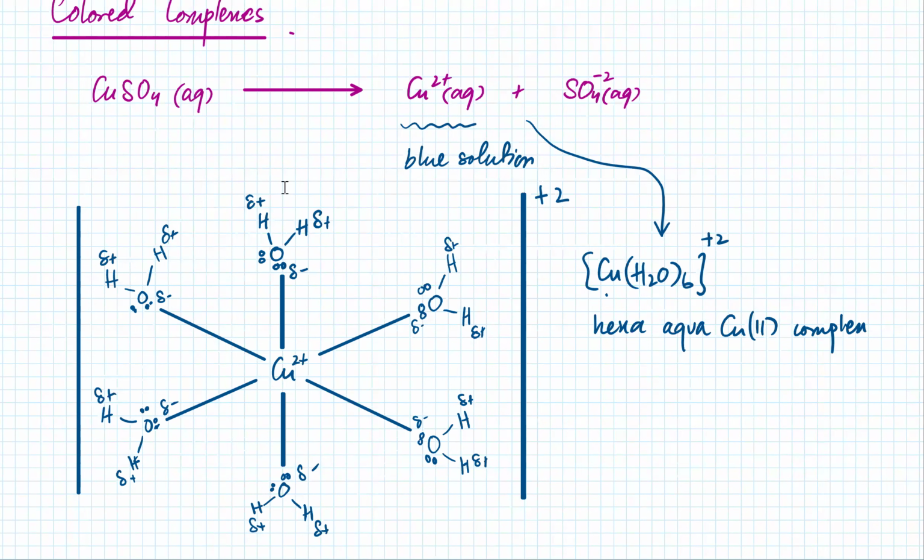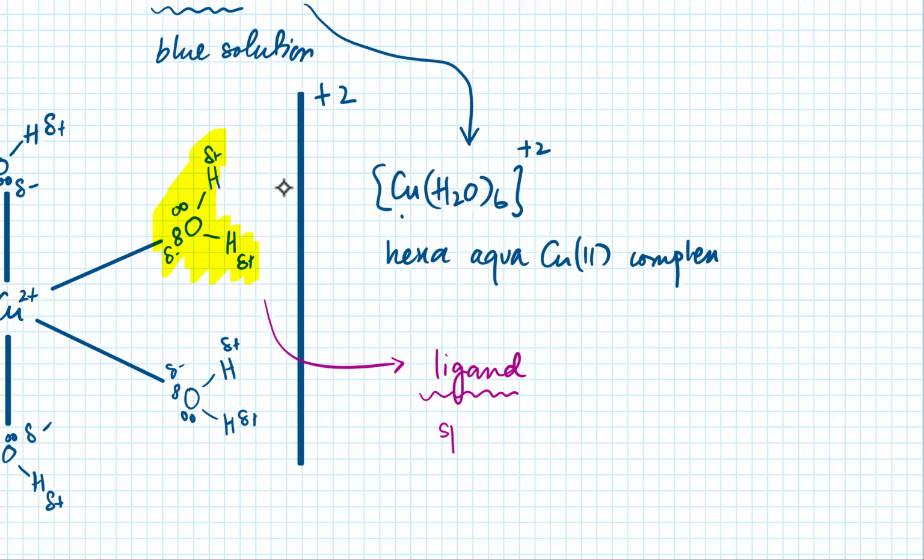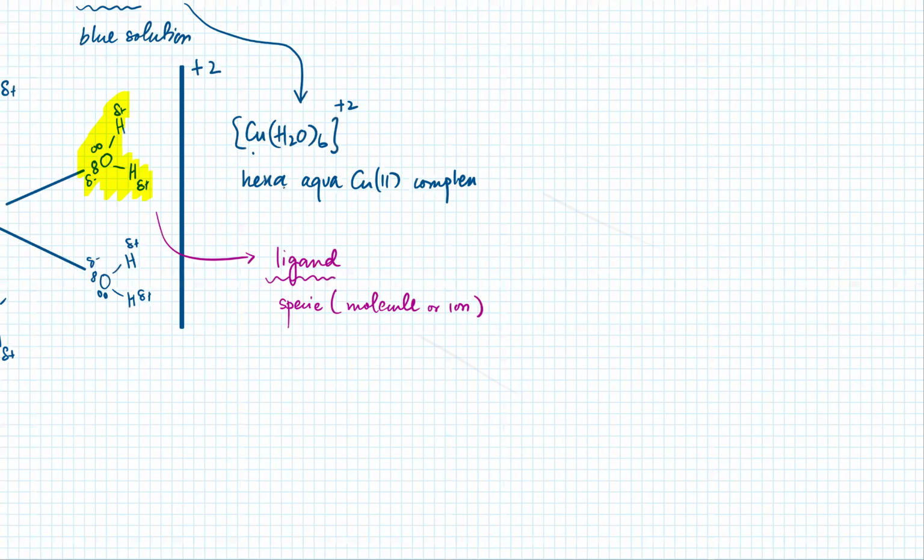Now there are a few names given to this. This whole thing is a complex, and the water molecules specifically are known as your ligands. That's your ligand. Now they're going to ask you about definitions of a ligand. What's a ligand? It's a species that has lone pairs. It could be a molecule or it could be an ion. For example, it could be ammonia as well. So it's anything that's got lone pairs and is capable of datively bonding.